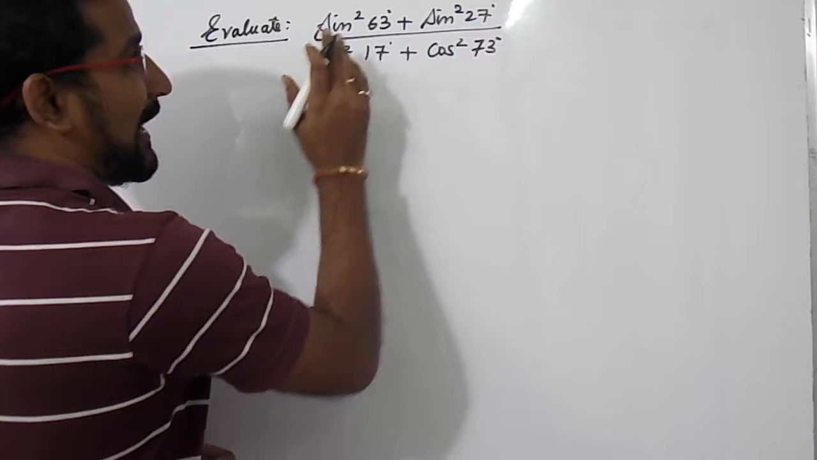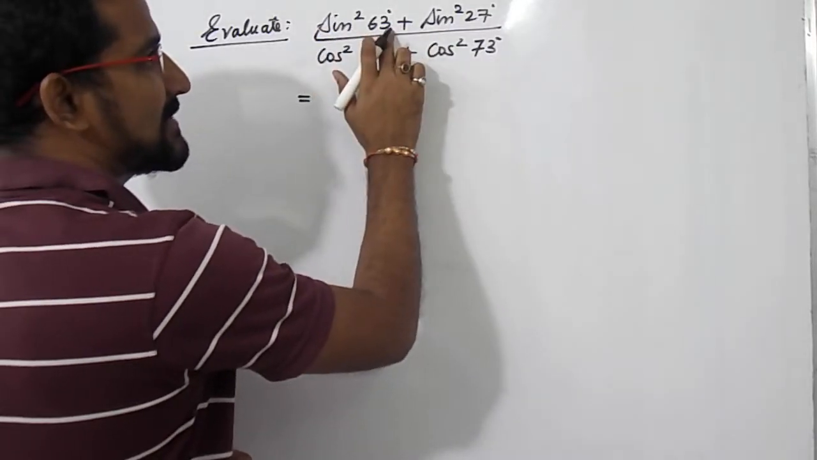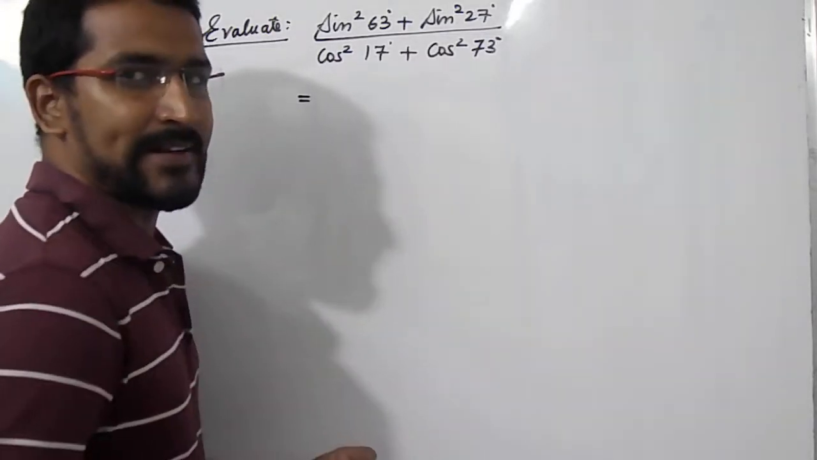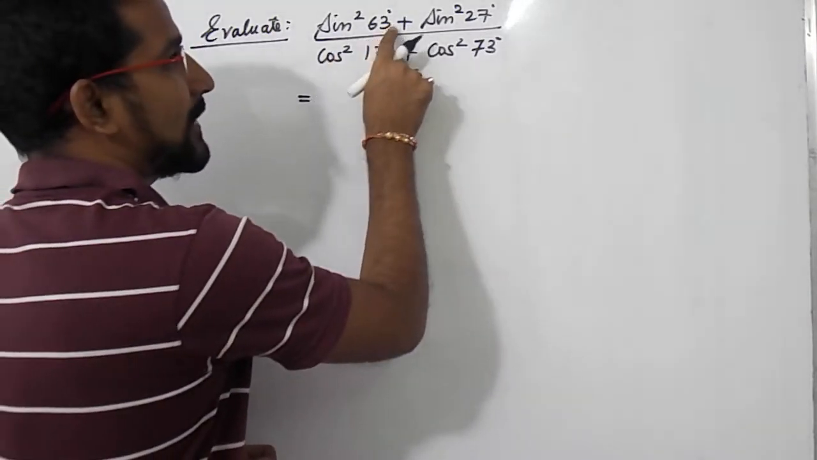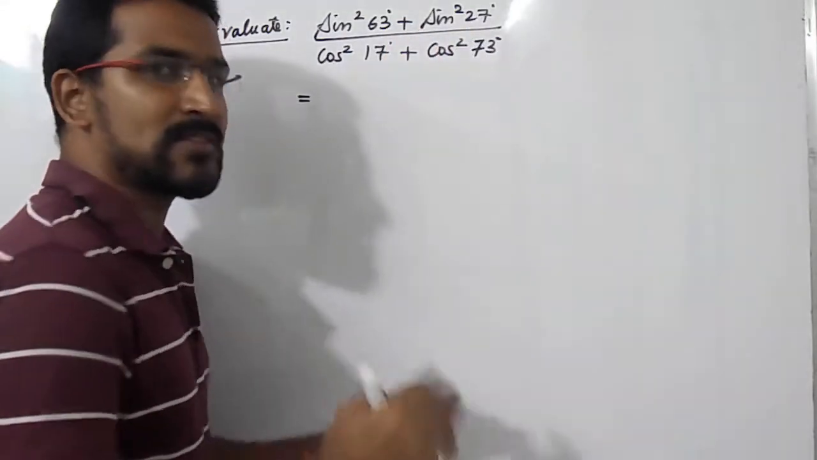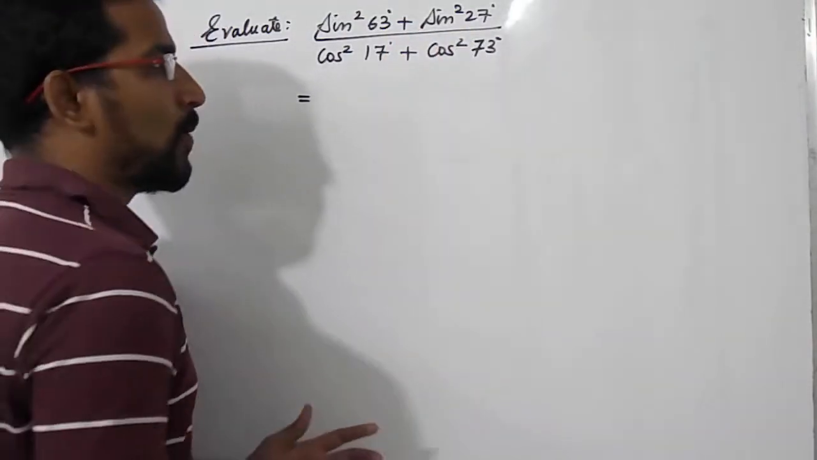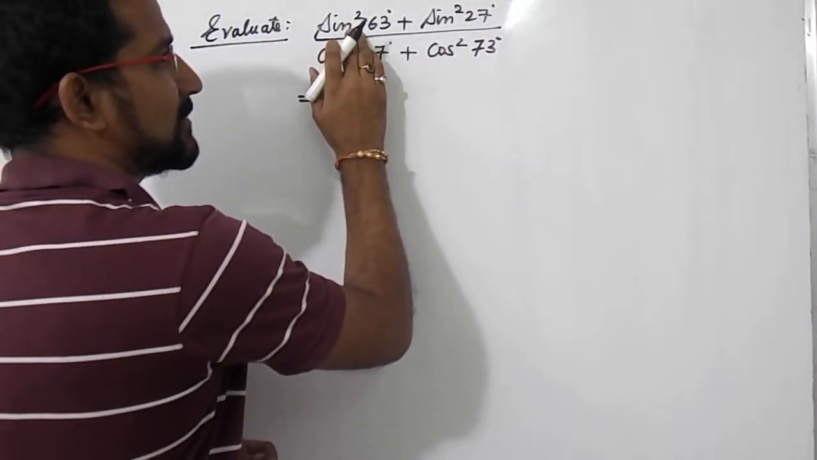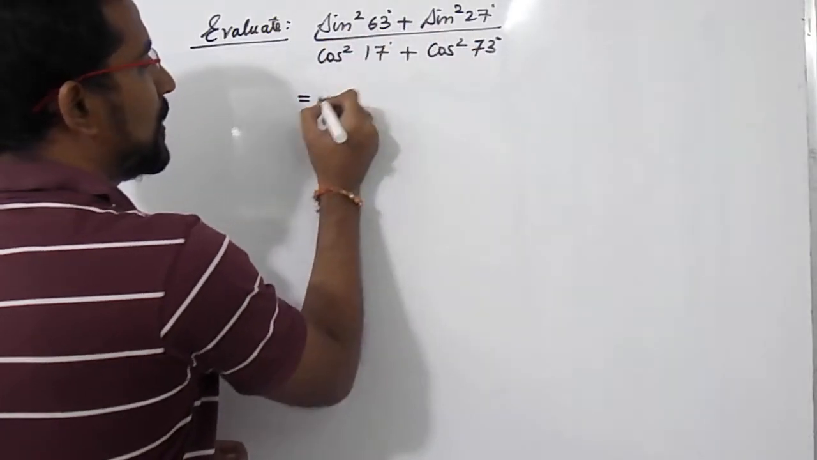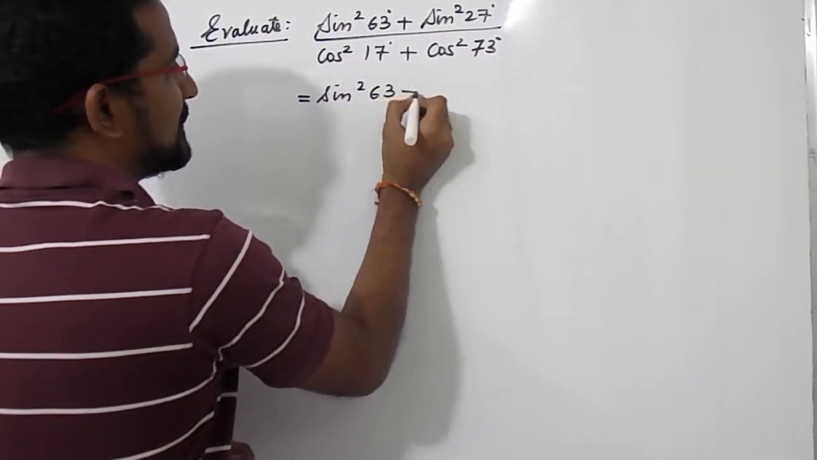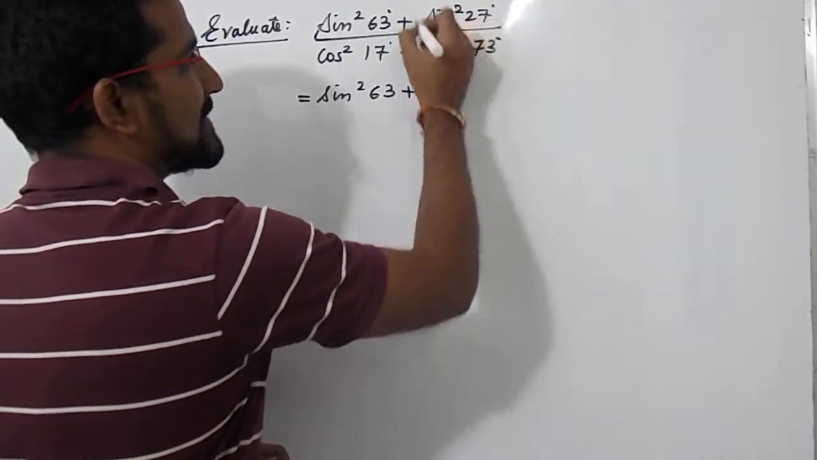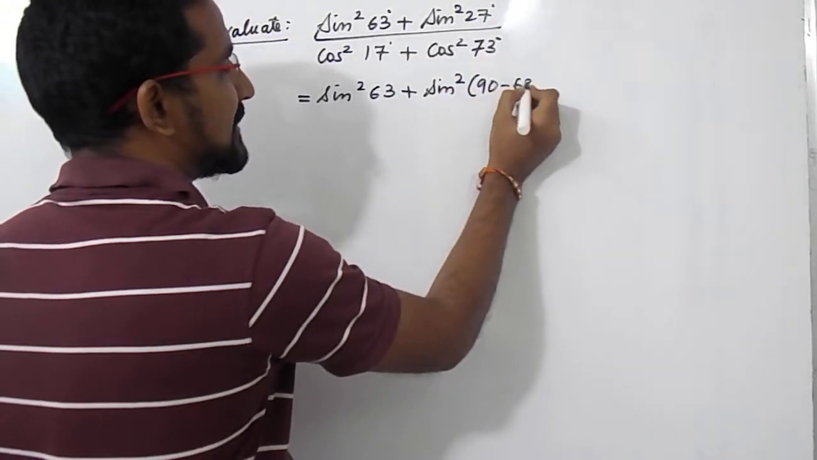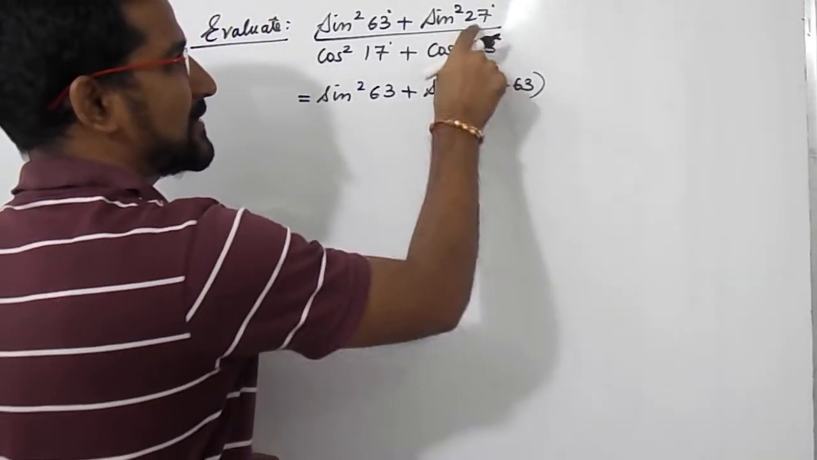What I'll do here is convert this sin square 63 plus sin square 27 into an identity, that is sin square theta plus cos square theta, which is nothing but 1. So we have to make the thetas the same. Either you change this value or this value, either of the two. If I change this sin square 27, can I write this as sin square(90 minus 63)? Because 90 minus 63 is 27.